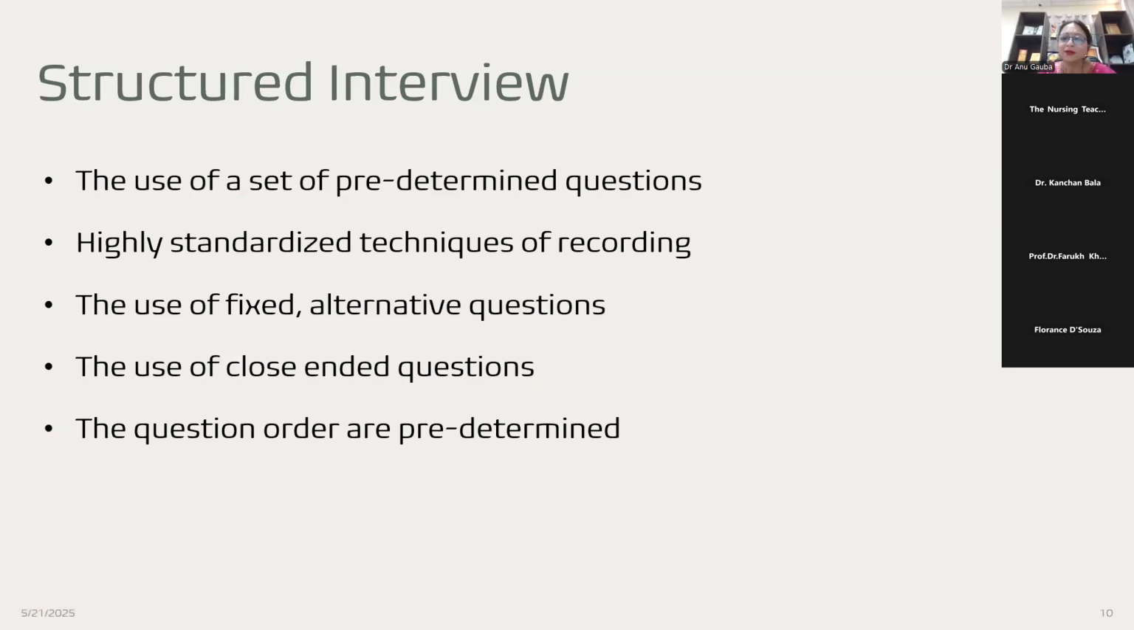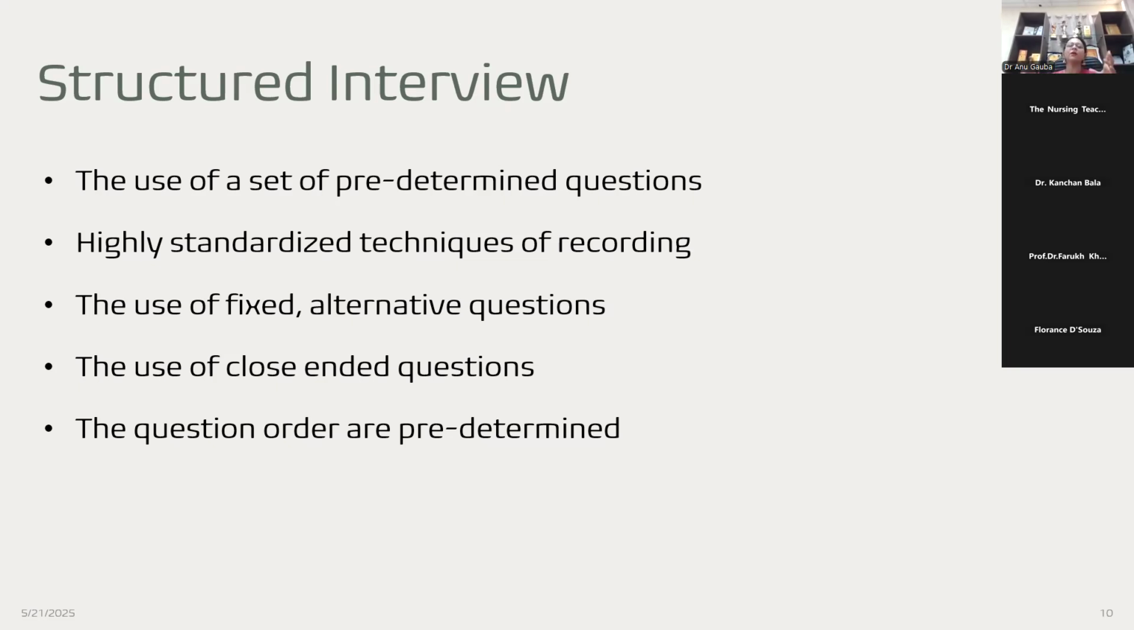Kanchan ma'am, slides are moving. Poonam ma'am, slides are moving. Yes, ma'am. Okay, it is moving on screen.